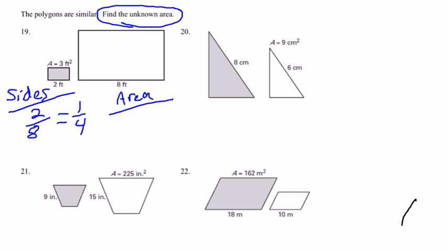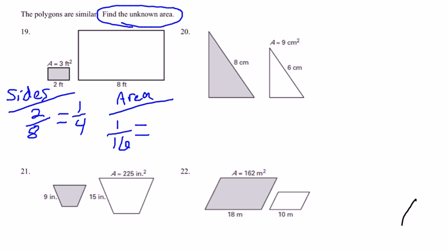So 1/4, I need to square that. And you just square both the top and the bottom. So 1 squared is 1, 4 squared is 16. So if you compare the side lengths, the bigger shape is 4 times bigger by length. But if you compare the areas, the number of square feet in there, the bigger shape is 16 times bigger by area. And since we're finding area, we're going to use this 1 over 16.